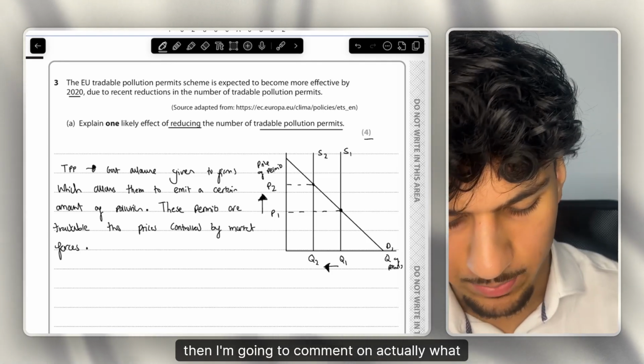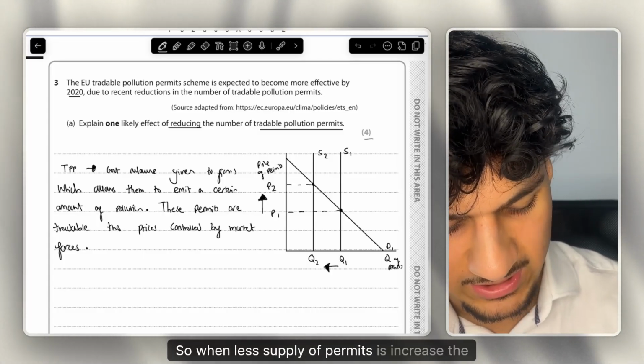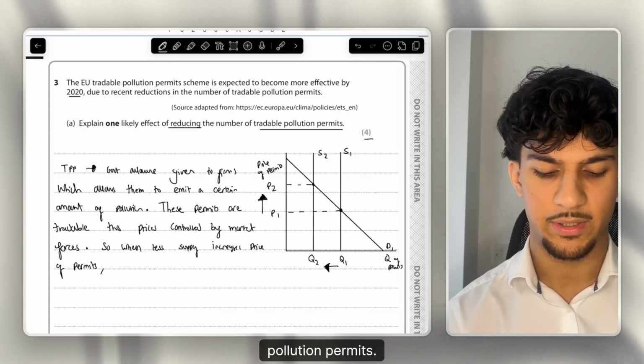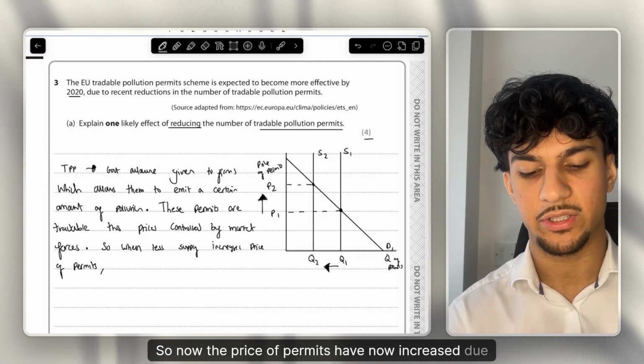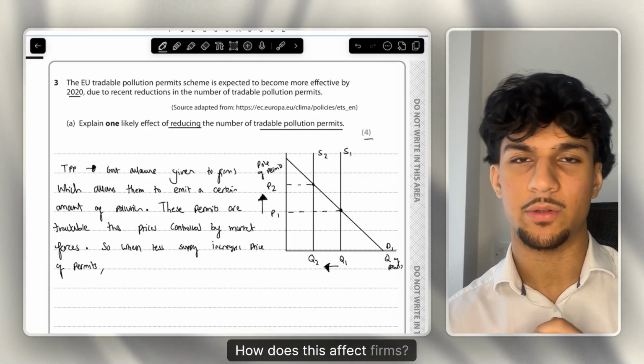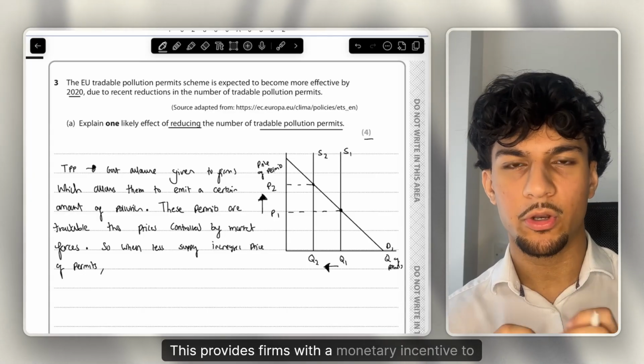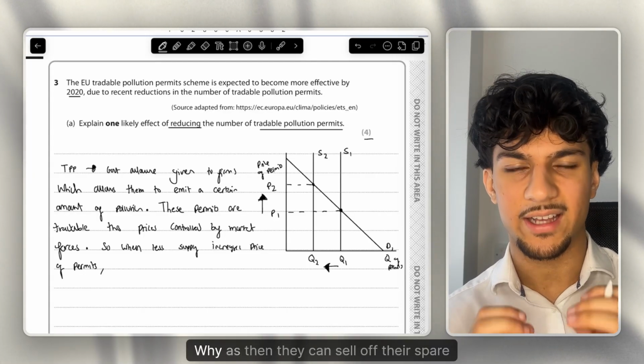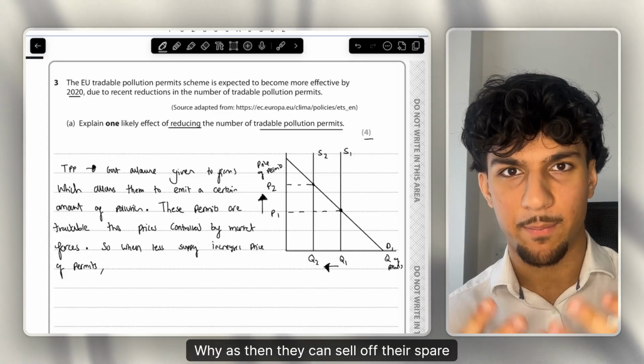Then I'm going to comment on actually what happens. So when less supply of permits is increased, the price of permits increases. But now this gets to the interesting side of pollution permits. So now the price of permits has increased due to less supply. How does this affect firms? This provides firms with a monetary incentive to reduce pollution as much as possible. Why? As then they can sell off their spare pollution permits.